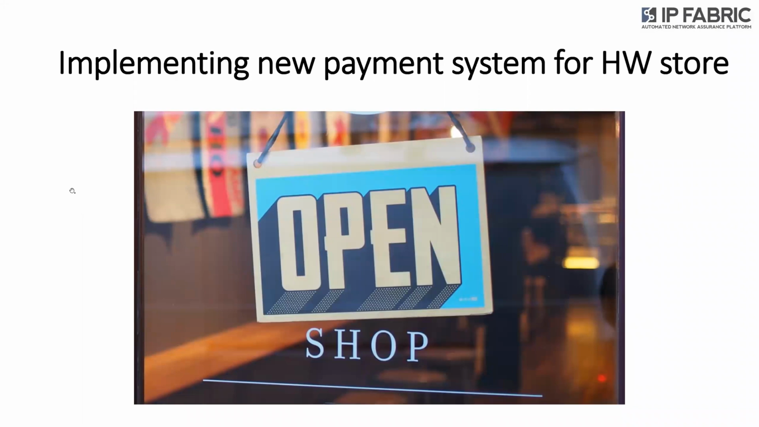And then we have a very quick scenario. We will be implementing a new payment system for the hardware store. There will be the former payment system, and we will implement a new system with a new VLAN and a new subnet, and with application path testing, we will verify that the system is working as expected, which means we want all the traffic to go through the firewall and then through transit. We will have a look at that.